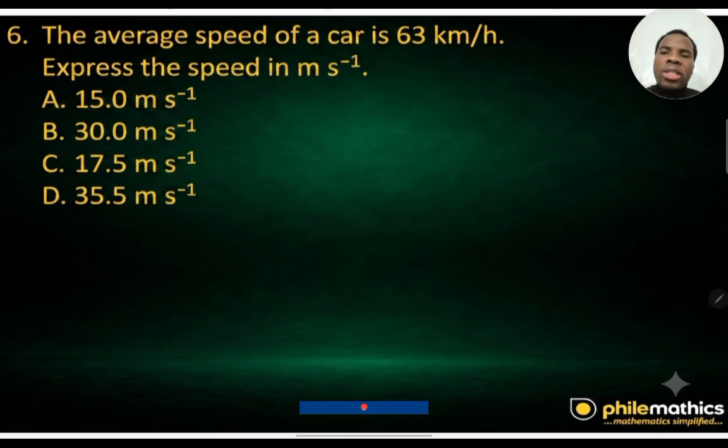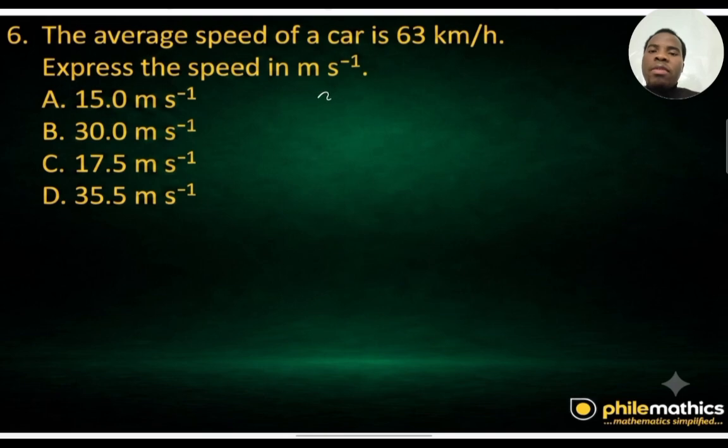This particular question tests our conversion skills. That is, it tests how we can convert from kilometers to meters and from hour to seconds. And we are asked that the average speed of a car is 63 kilometers per hour. How do you express this speed in meter per seconds?